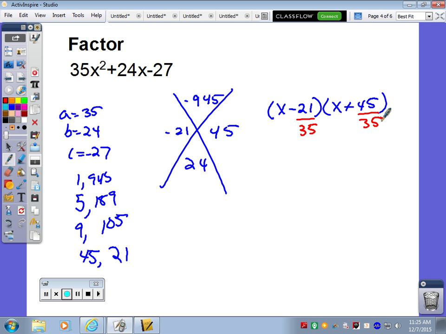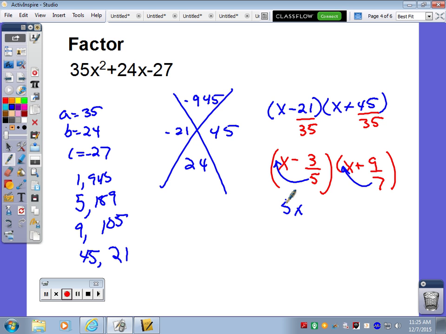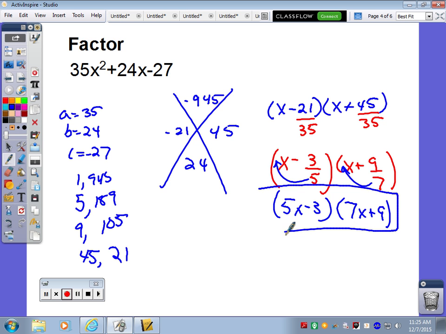Reduce is the next step. So these are both divisible by 7. And these are both reducible by 5. And now we do the bottoms up step. And these are our final factors. Let's FOIL and check. 35x squared, 45 minus 21 is going to be 24, negative 27. So it works. Make sure you FOIL and check.